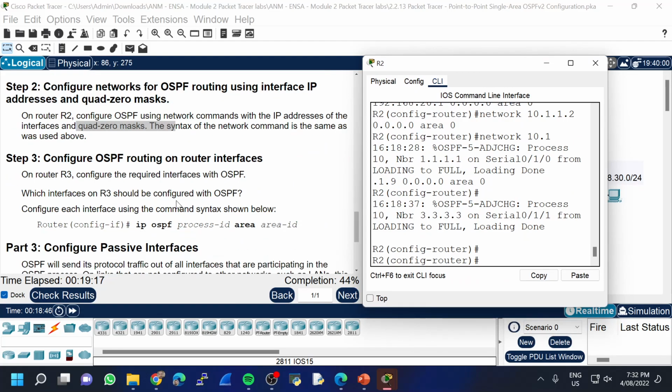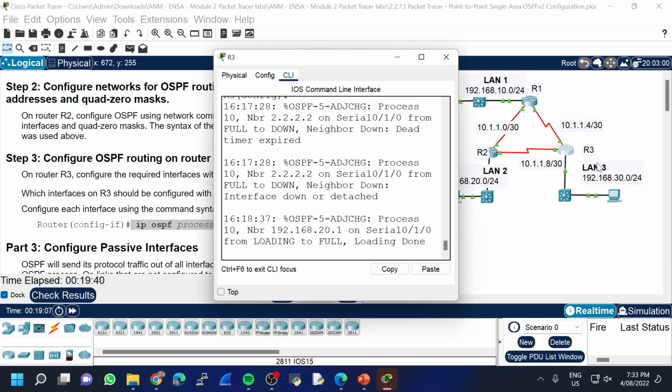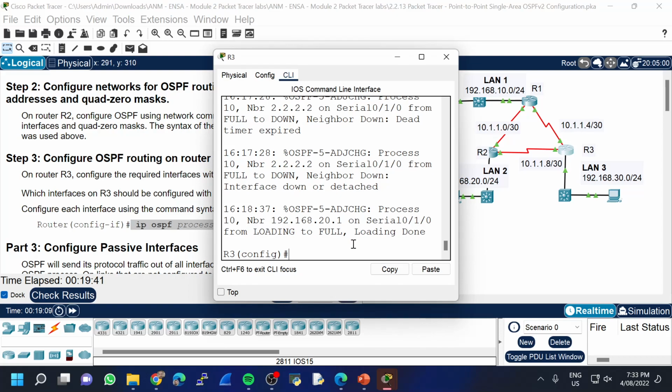And then configure OSPF routing on router interfaces. On router 3, configure the required interfaces with OSPF. Which interfaces on router 3 should be configured with OSPF? Router 3 needs to be configured using the interface command, not the network command. So I'm going to go to router 3, get rid of the OSPF, and start fresh.